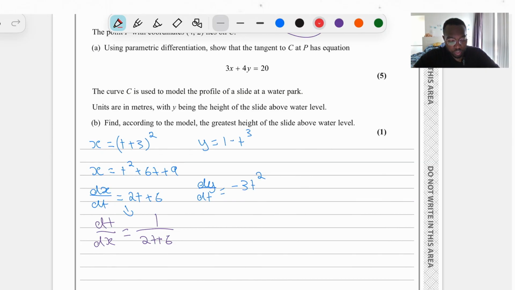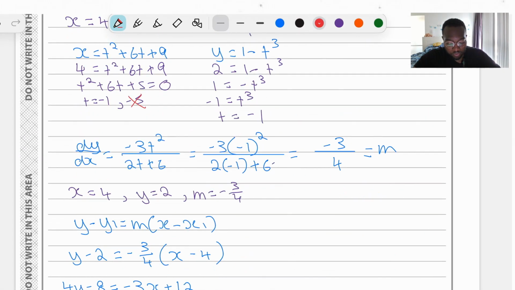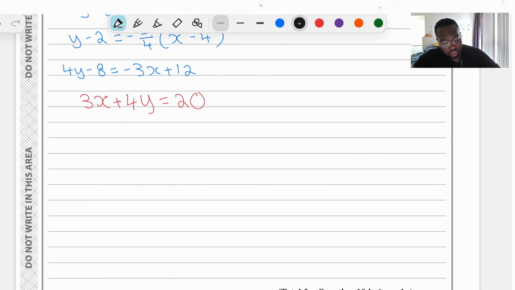So for part B, we're told that the curve C is used to model the profile of a slide at a water park. Units are in meters with y being the height of the slide above water level. Find, according to the model, the greatest height of the slide above water level, okay? So for this question, we're just dealing with the y value, and we know that the y value is 1 minus t cubed. And we want to find the largest height we can get.